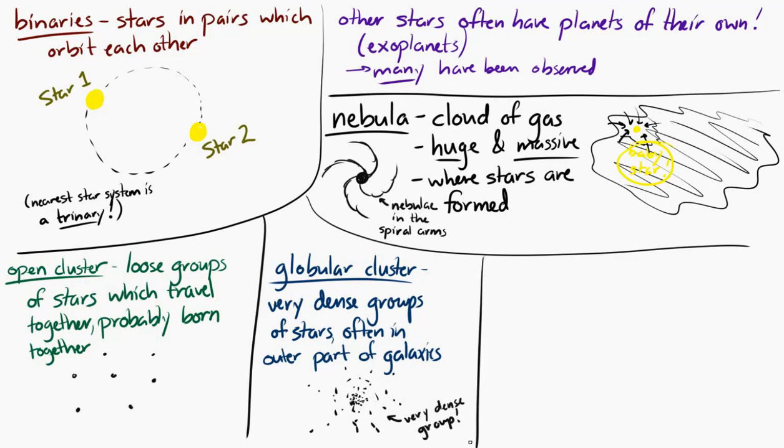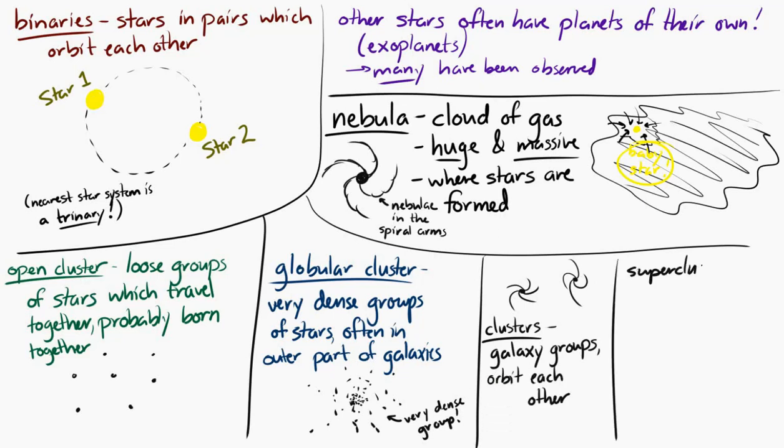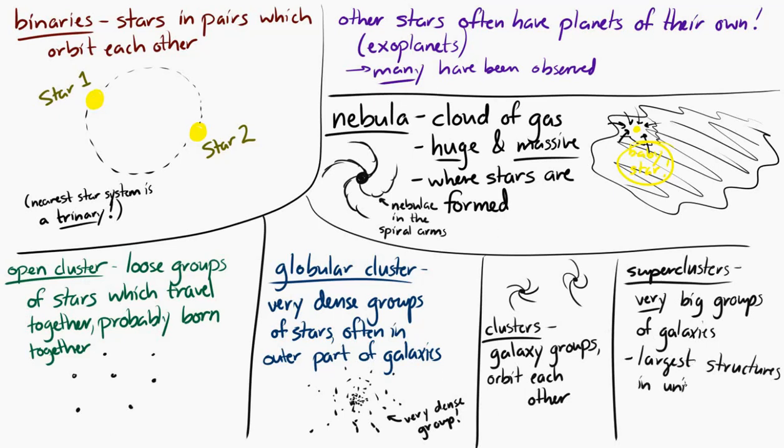On the galactic scale, there are clusters of galaxies. So galaxies come in these cluster structures where the galaxies kind of orbit each other and are locked in a dance together. And then beyond the clusters, there are superclusters of galaxies, which are like clusters of galaxies. And these superclusters of galaxies are the largest structures in the universe.